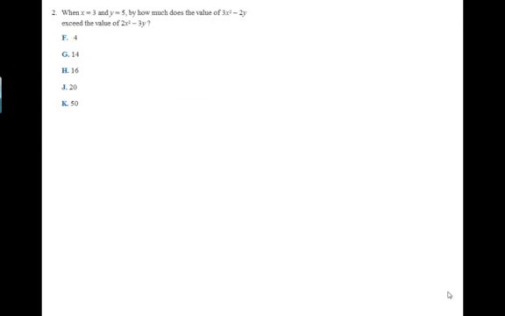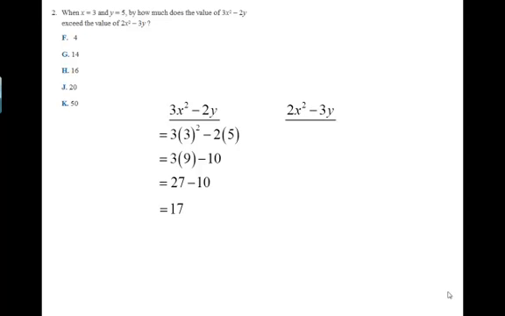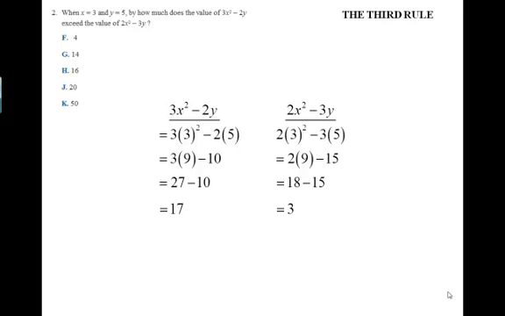Problem 2. X is 3, Y is 5. By how much does the value of this thing exceed the value of the other thing? Well, let's see. And let's not cheat and use our calculator and start punching keys. Let's write everything down. And I see the answer is 14, because not only have I written everything down, I've written it down neatly, so I can make sure that I've not substituted 5 for 3 or vice versa. I can check my work.